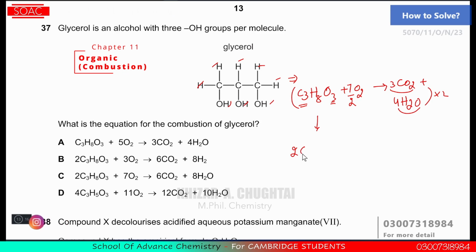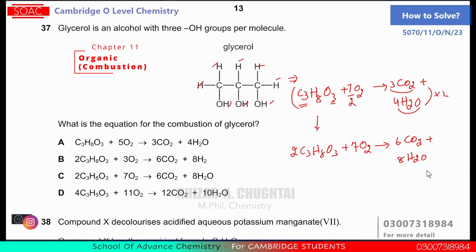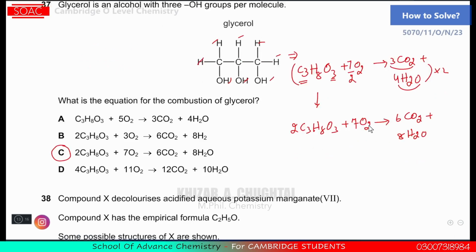So 2 C3H8O3 plus 7 O2 goes to 6 CO2 plus 8 H2O. So which one is the correct option? C is the correct option.